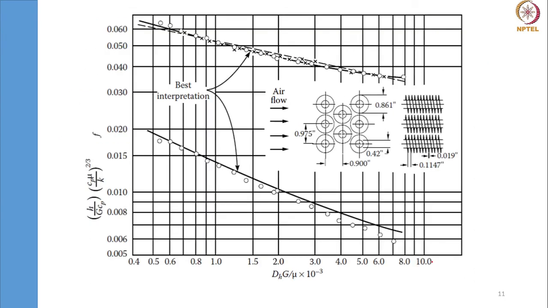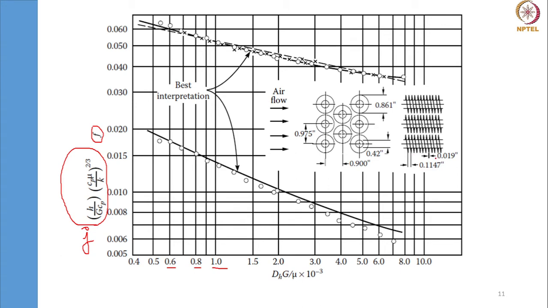This is the chart giving f versus Re, and Stanton number into Prandtl number power 2 by 3, that is nothing but the Colburn j factor. That is also given with respect to Reynolds number. Remember this is Reynolds number in terms of thousands. So 0.6 means it is 600, 0.8 means it is 800 Reynolds number, and 1000 Reynolds number and so on.